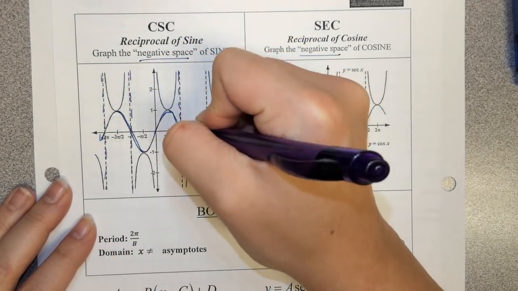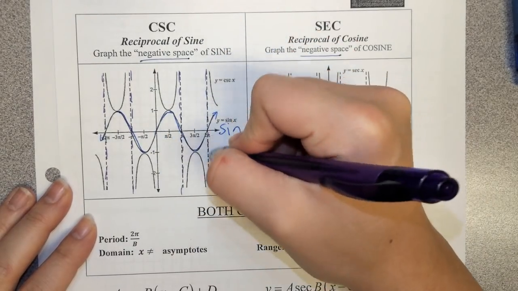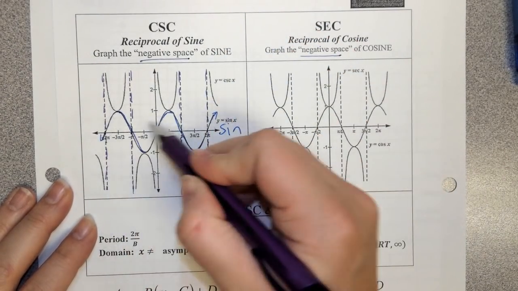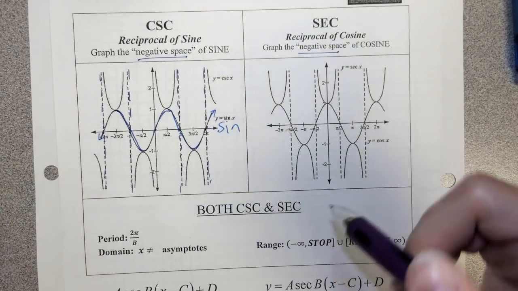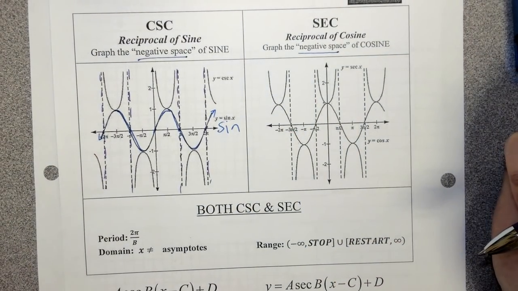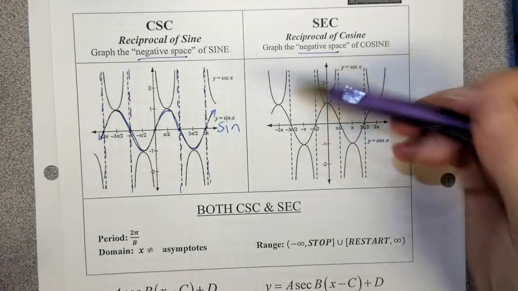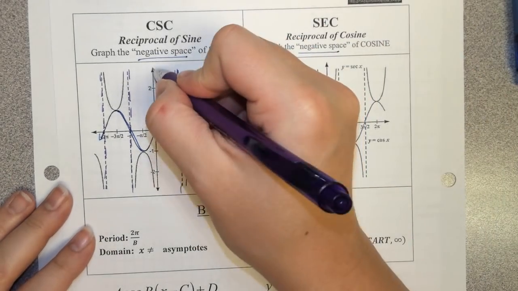And those asymptotes will occur everywhere the sine graph crossed the sinusoidal axis. So at all the zeros, if you will, of the sine graph. Okay, so then, oh, I forgot one. There's one on the y-axis.